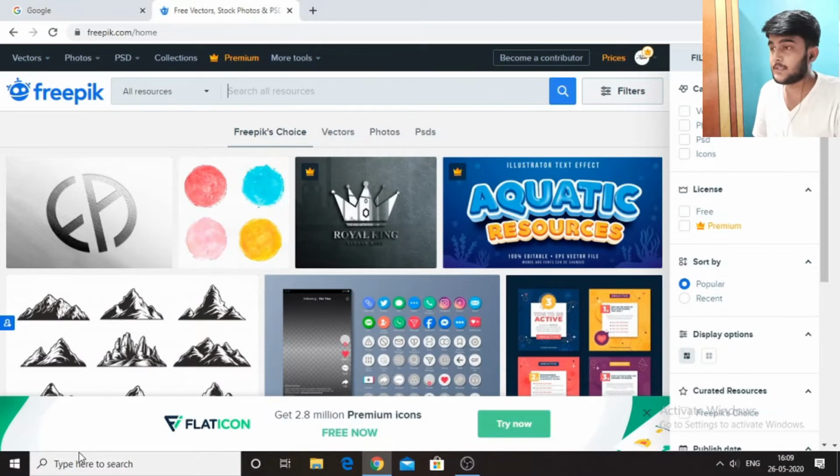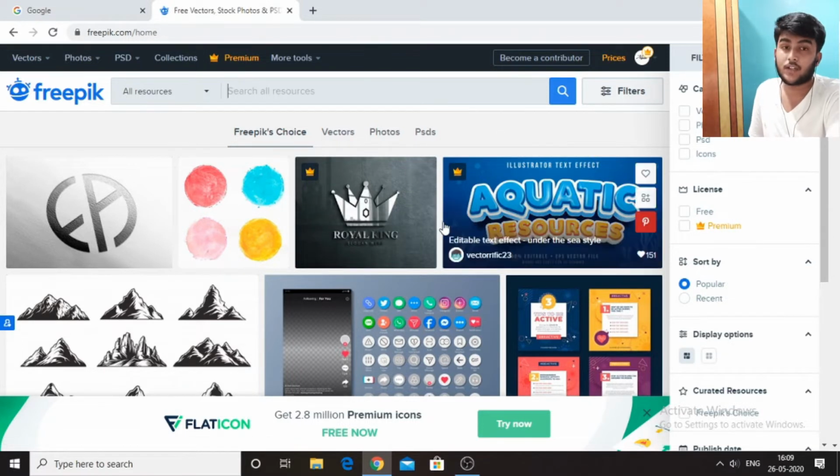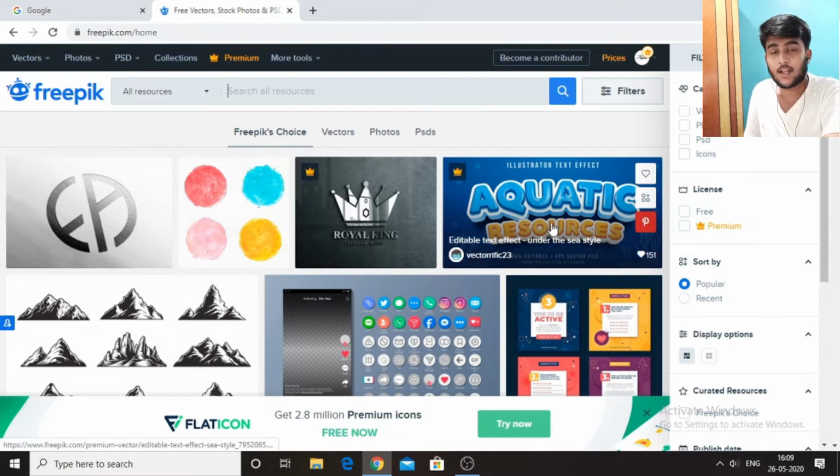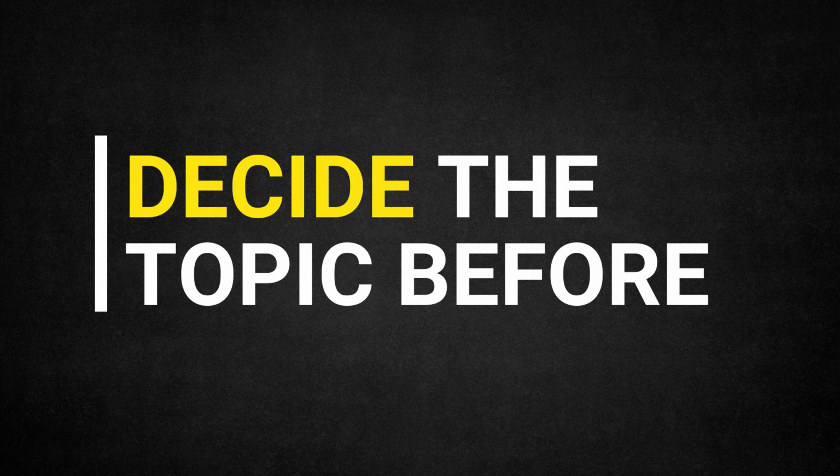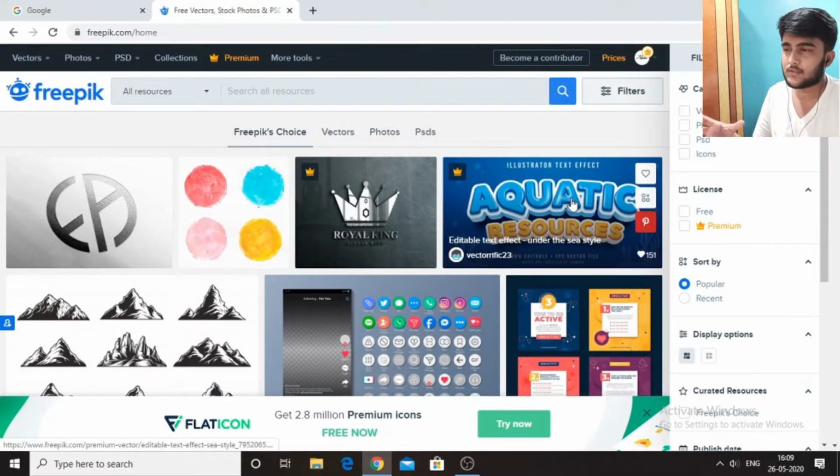So we are on my PC and I'm on my FreePick account. I have logged into my account. And we will be searching for the image right now. But before even getting into that, I want you guys to first figure out what you are going to talk about, because if you don't even know what you are going to talk about, then it's just useless to keep scrolling in order to find the right image. You never know what actually fits in with the topic that you want to discuss. So the first thing is having the topic in mind.